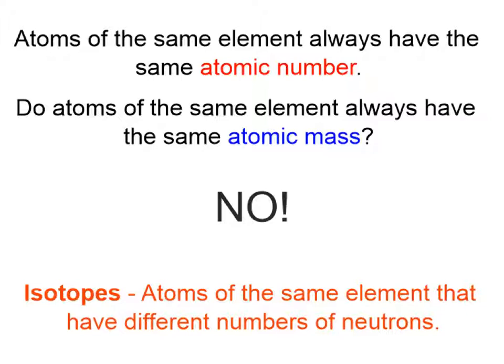Do atoms of the same element always have the same atomic mass? No, that is why we get that funny big number that we kind of round to the nearest whole number. But atoms of the same element do not always have the same atomic mass. What accounts for this? Well, atoms of the same kind of element must have the same number of protons, but they do not have to have the same number of neutrons. We call atoms of the same element that have different numbers of neutrons isotopes.